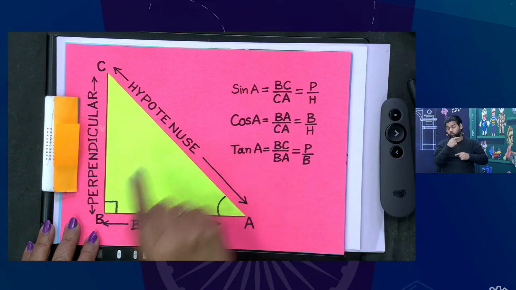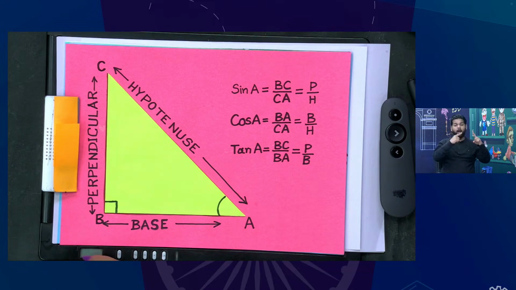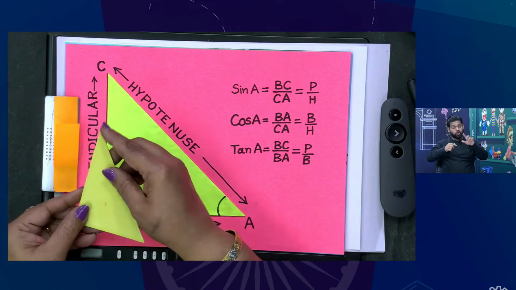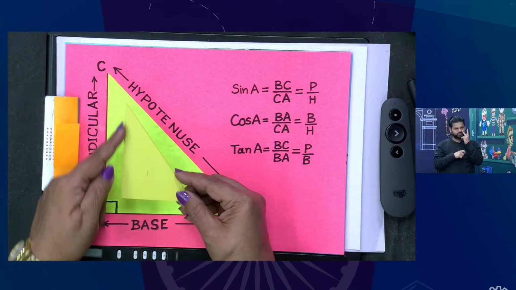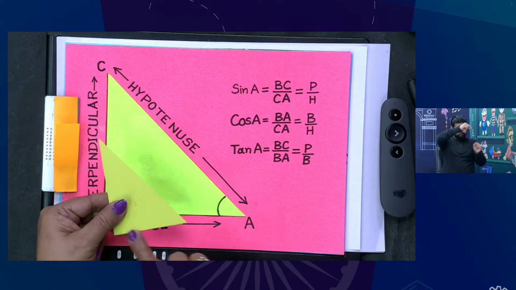They need to remember this. In this also we can see the hypotenuse. Yes, this is the hypotenuse, children. This one is the hypotenuse because this is the longest side. This is the perpendicular and this is the base.